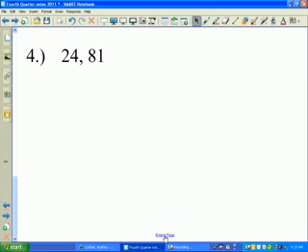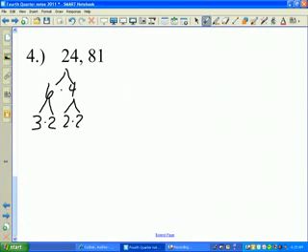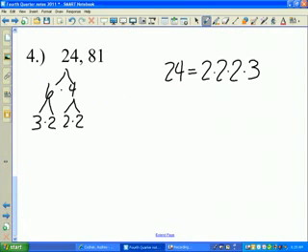so we have 24 and we have 81. So with the 24, again, I could do 6 times 4 if I wanted to. I could do 8 times 3. So with the 6, I got 3 times 2. With the 4, I have 2 times 2. So far with the 24, if I put it in numerical order, it's 2 times 2 times 2 times 3.